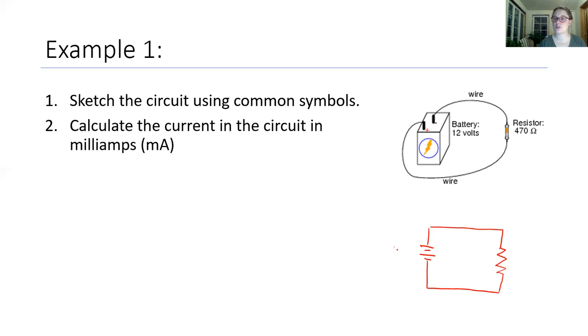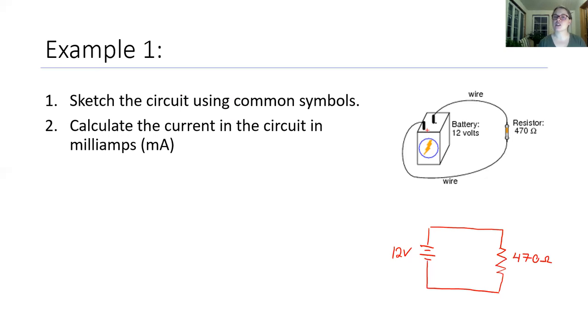So this is 12 volts at my battery. And then over at my resistor, I have 470 ohms. And our wires are just drawn as lines. Oftentimes we'll draw them in squares. It doesn't necessarily have to be, but I find it easier to keep track of information when it's drawn that way. Of course, that's not how the wires look in real life.